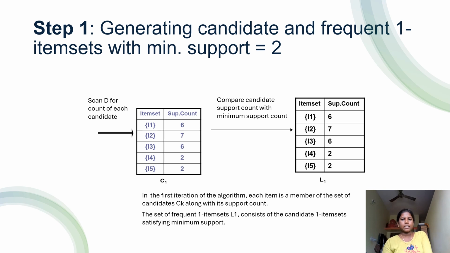So this is L1. There are I1, I2, I3, I4, I5, and how many times I1 is repeated, how many times I2 is repeated, that number of counts is given here as the support count. In the first iteration of the algorithm, each item is a member of the set of candidates Ck along with its support count. The set of frequent 1-item sets L1 consists of the candidate 1-item sets satisfying minimum support.